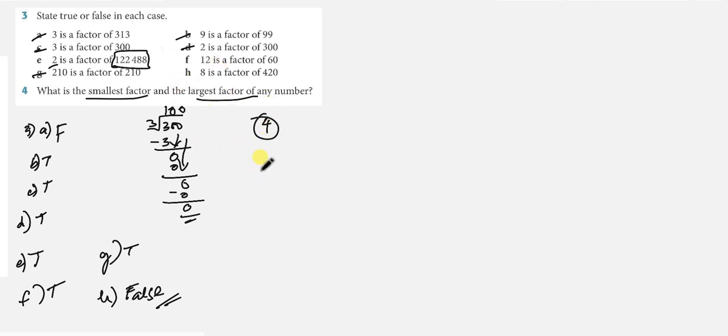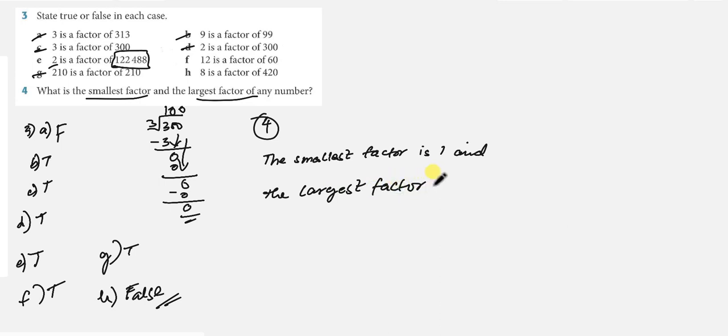The smallest factor is 1, and the largest factor is the number itself.